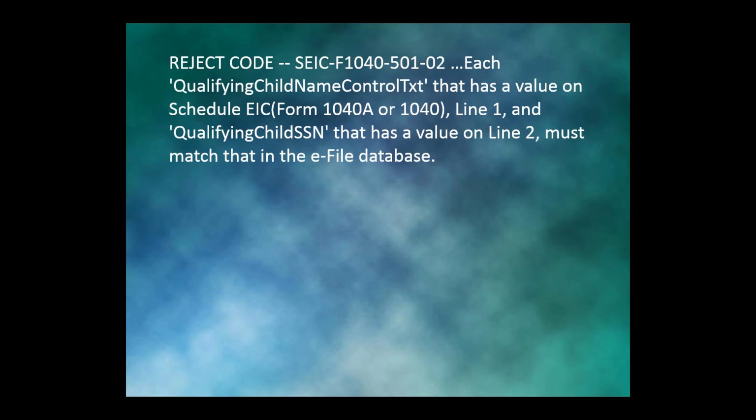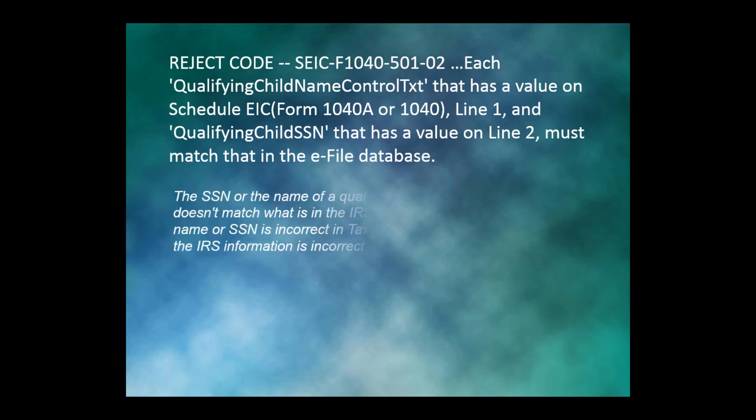Number 3. Reject code SEIC-F1040-501. Each qualifying child name control that has a value on Schedule EIC, Line 1, and qualifying child Social Security number that has a value on Line 2 must match that in the e-file database.